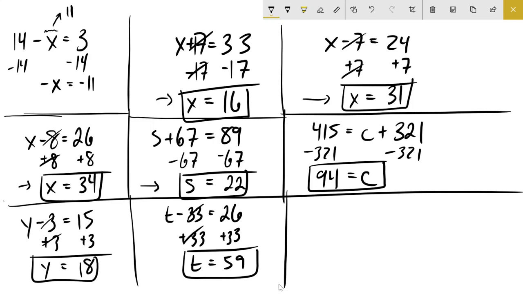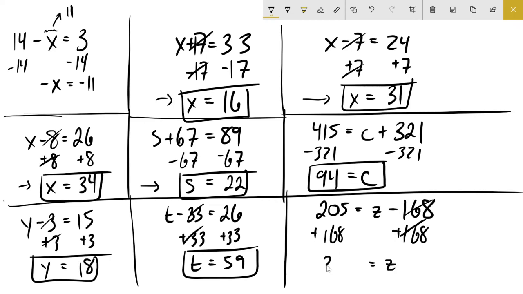All right. And then again, doesn't really matter if the variable is on the other side. We're still just trying to get it alone. So I want to get rid of that minus 168 on the right-hand side. So what do? Add 168 to both sides. So it knocks it out over there. And then you got 205 plus 168. What's that? 373 would be your answer for that one.